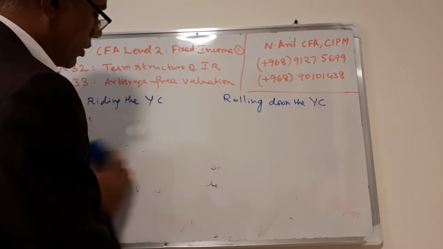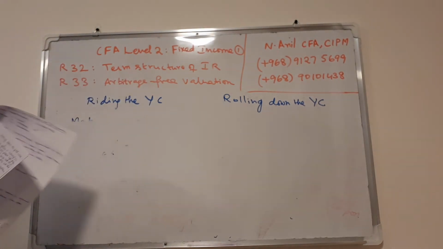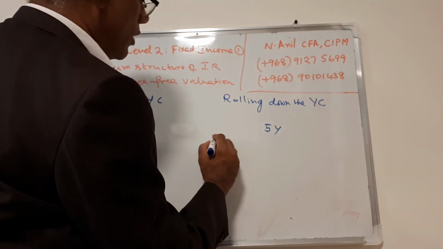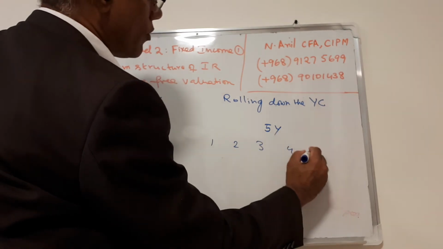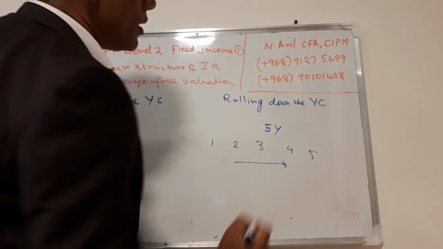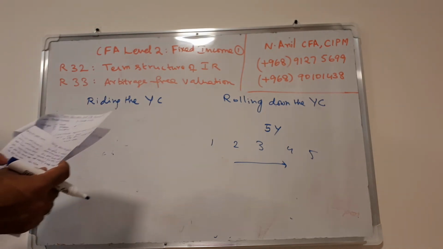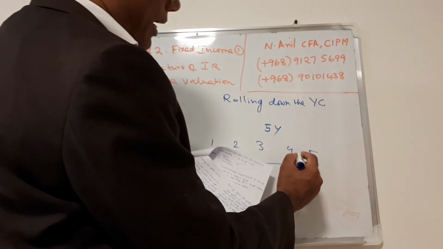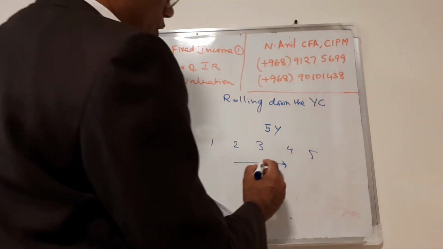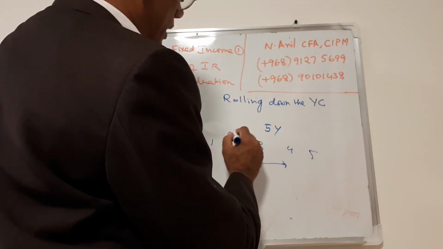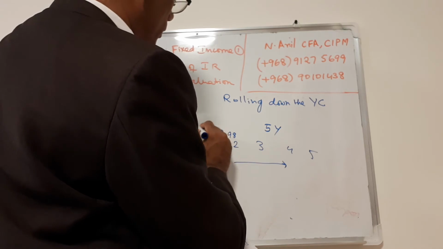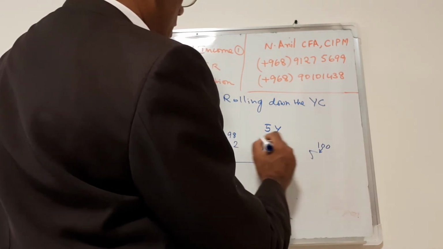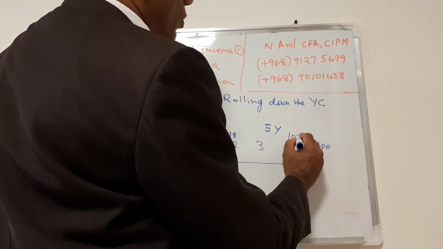Now what is rolling down the yield curve? As a bond approaches its maturity, for example, you have a 5-year bond, and you look at year 1, year 2, year 3, year 4. When the bond comes to year 4, it is valued at a lower yield or a higher price. So a bond can be held till it appreciates in price fully. Say you bought it at 98 initially at time 0, and this will become 100 at year 5. Suppose at year 4 it goes to 102.